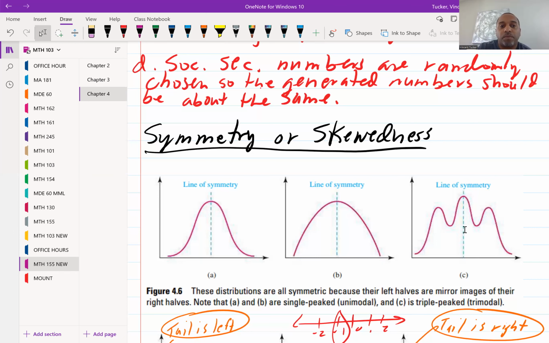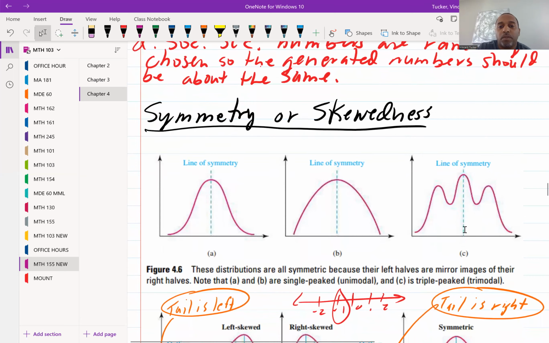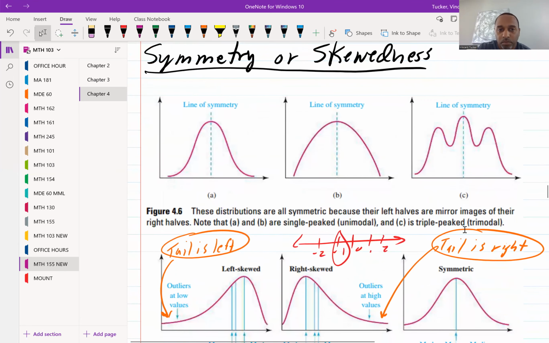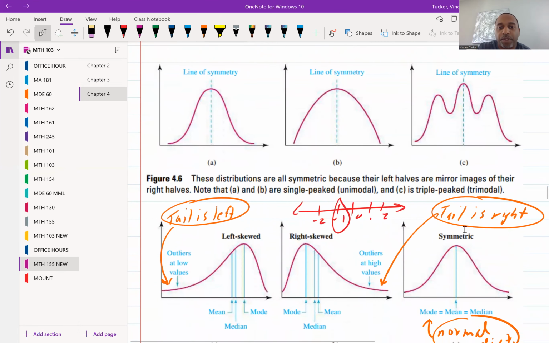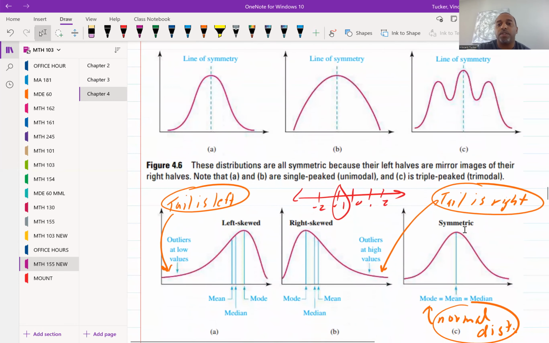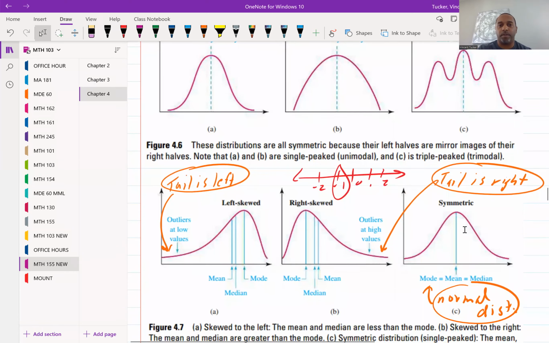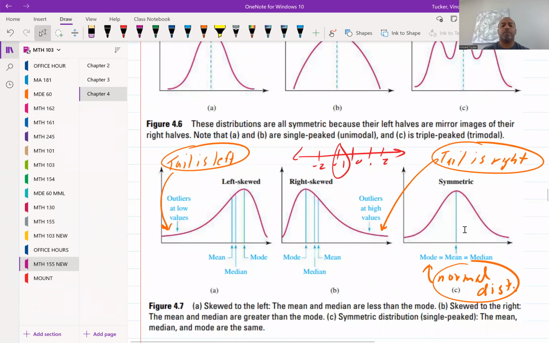All right. Everybody good? So that's symmetry. Now we're looking at being skewed. Let me erase some stuff. Everybody done with the sketches? All right.